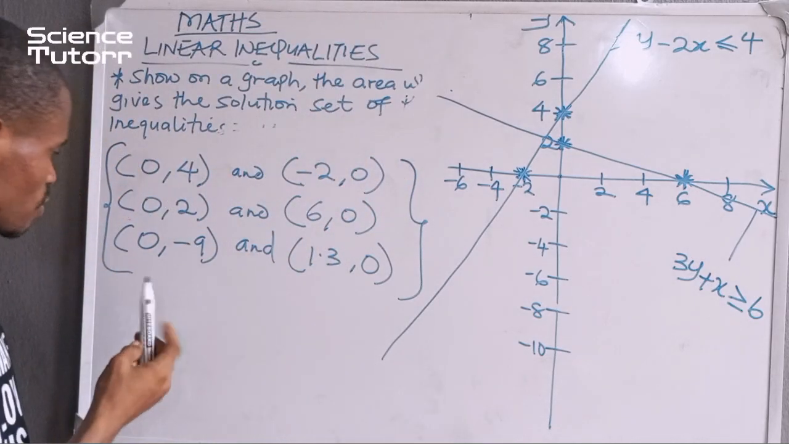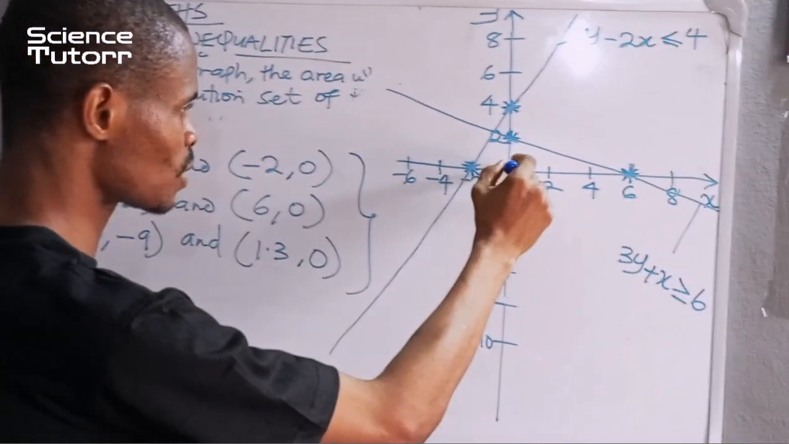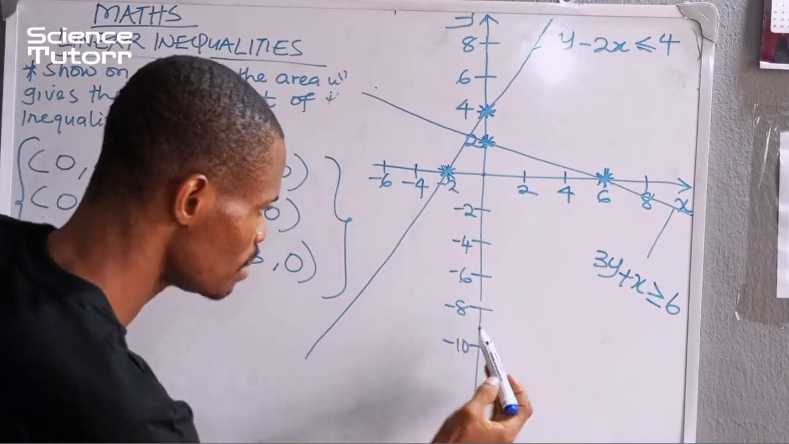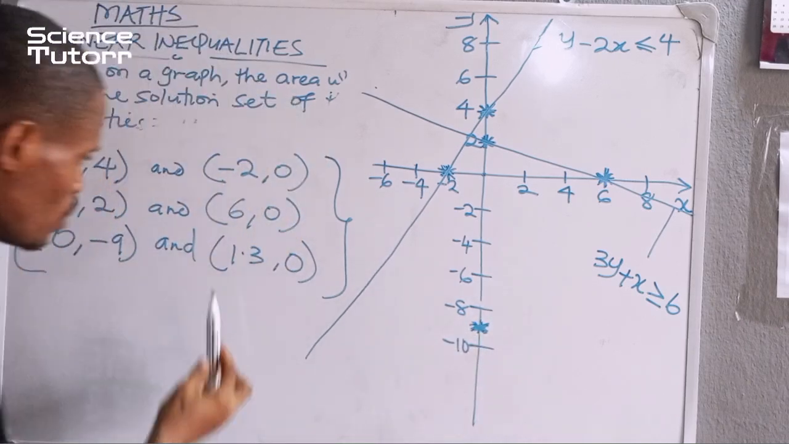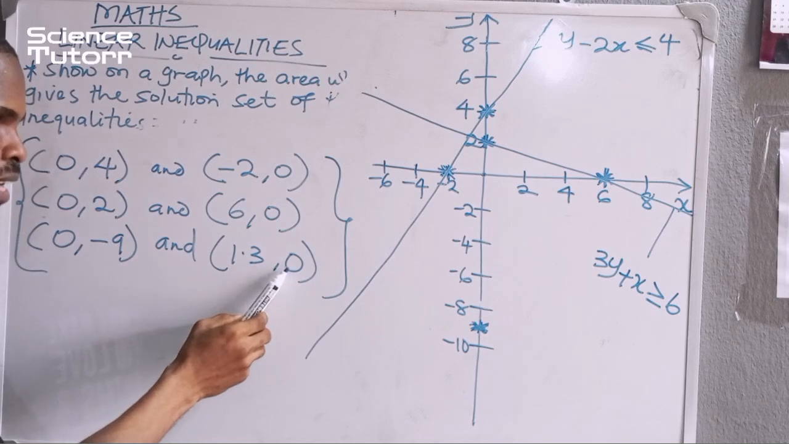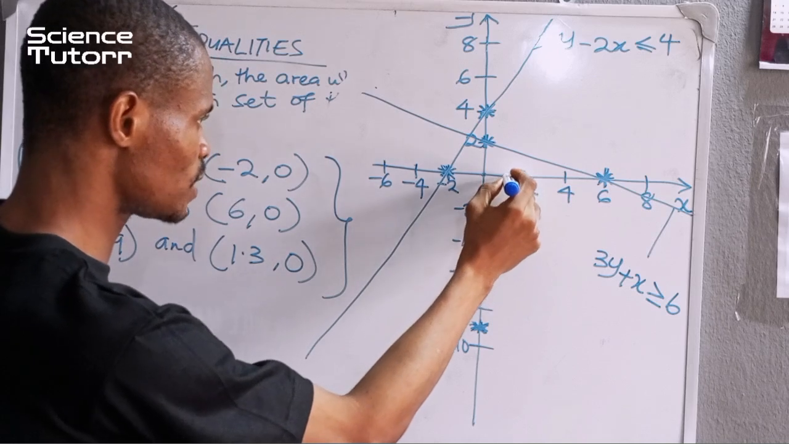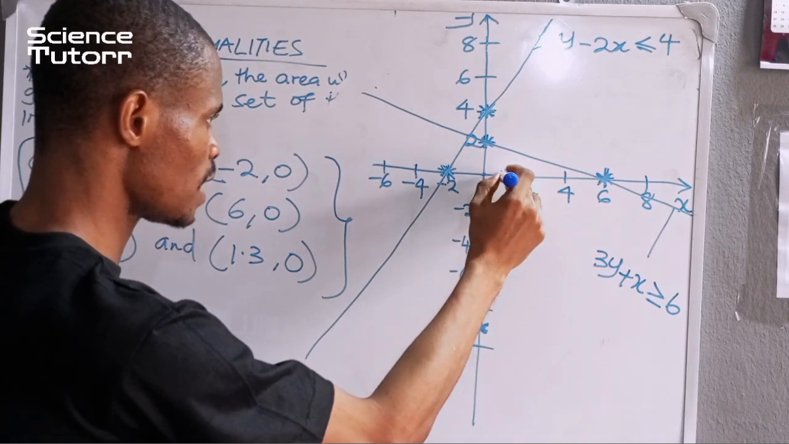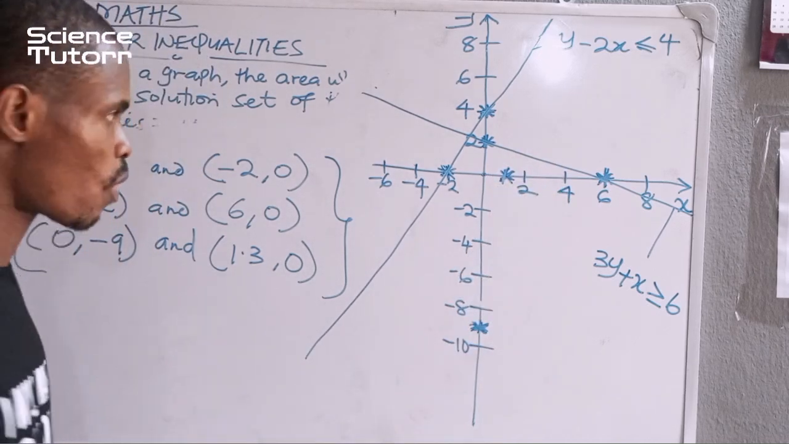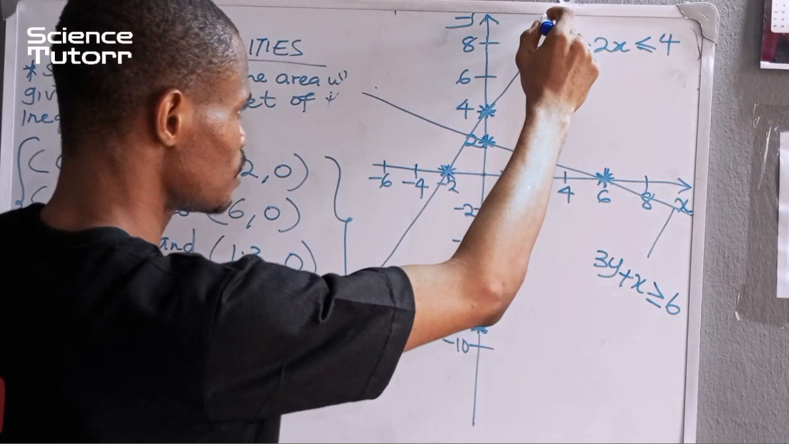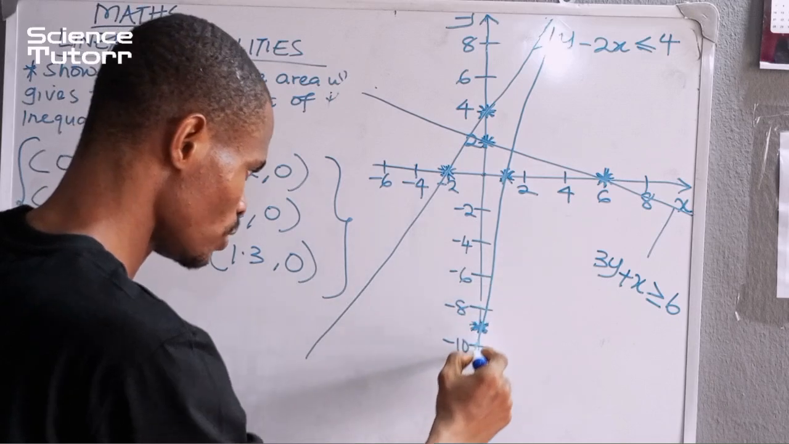And finally, for the third graph, when x is equal to 0, y is minus 9, in between minus 8 and minus 10, so we have our point here, minus 9. When x is 1.3, y is 0. Somewhere here is 1, so let's take x here to be 1.3, y is 0 here, so we mark our point. At the end of the day, we have less than or equal to, so we run a straight line down to cut through both points.